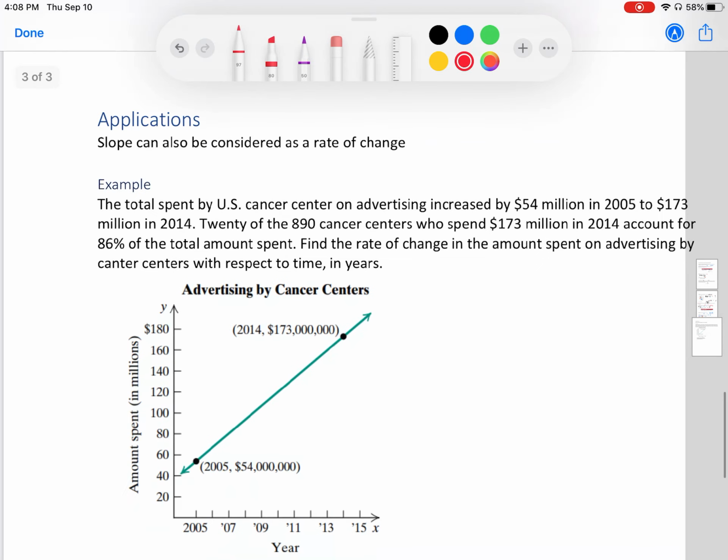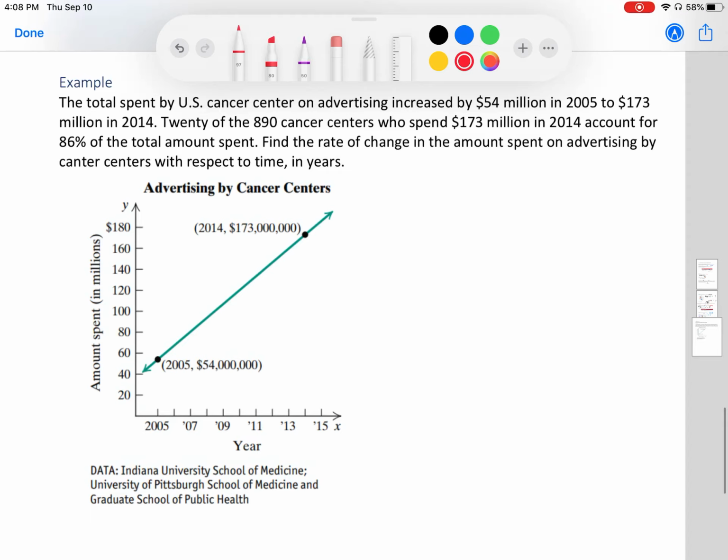Moving forward, applications. Slope can also be considered as a rate of change. Example, the total spent by U.S. cancer centers on advertising increased from 54 million in 2005 to 173 million in 2014. 20 of the 890 cancer centers who spent 173 million in 2014 account for 86% of the total amount spent. Find the rate of change in the amount spent on advertising by cancer centers with respect to time in years.